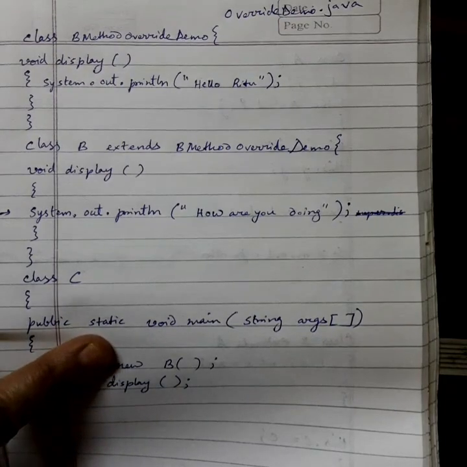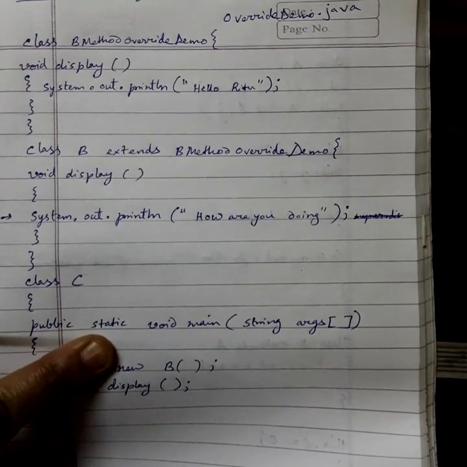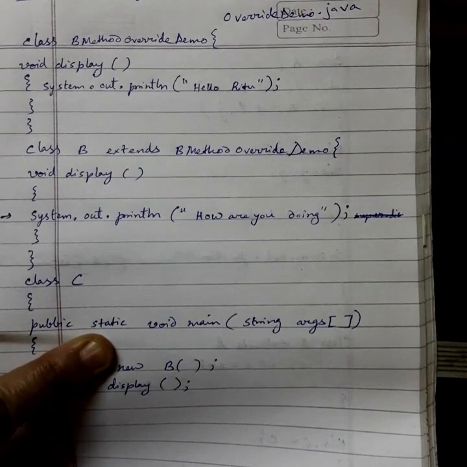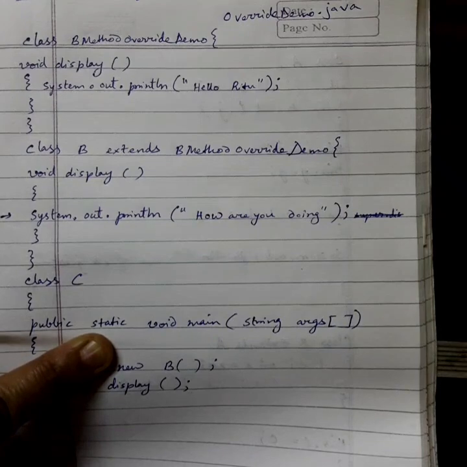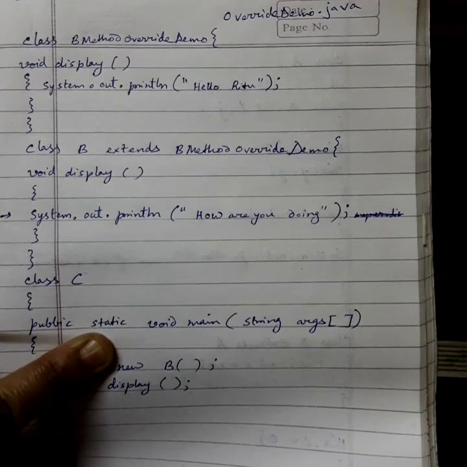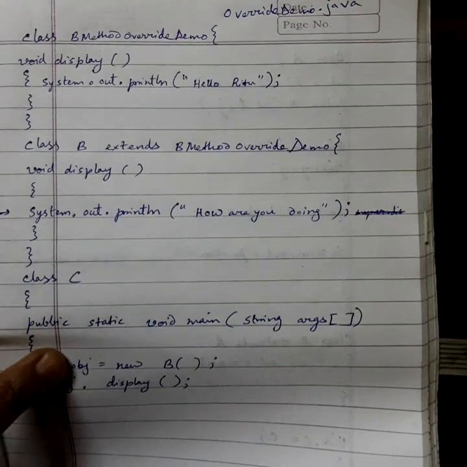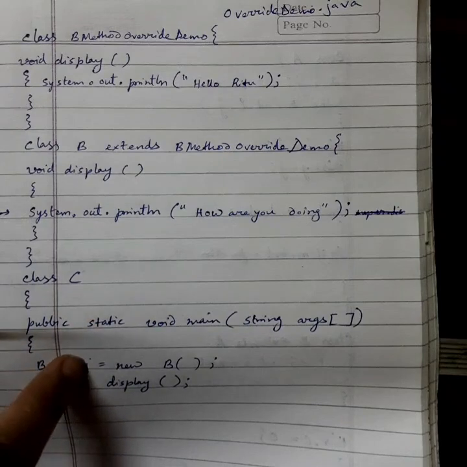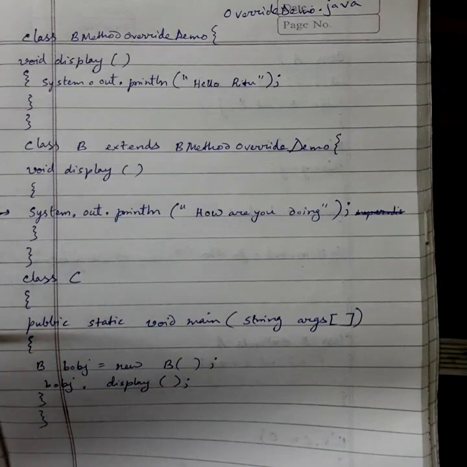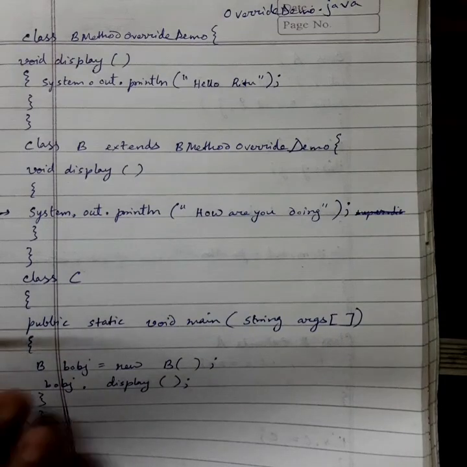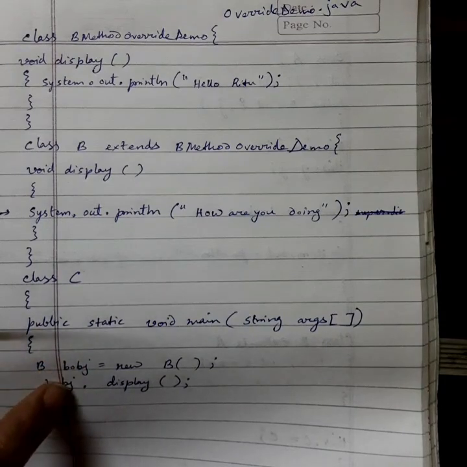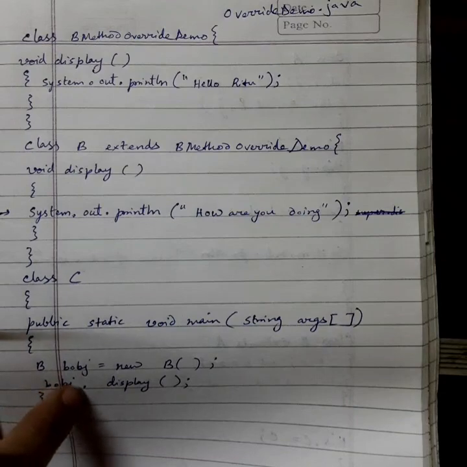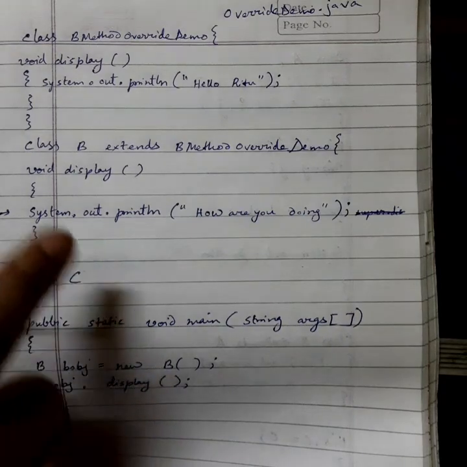Actually, this much is perfectly syntactically correct. New B, a new object is created, memory is allocated. But how do we access the memory? We need something to point to that memory location. So we require a variable, we require a name. So we give a name here that is referring to that memory space. So we create an object, and through this object, bobj.display, we call the method.